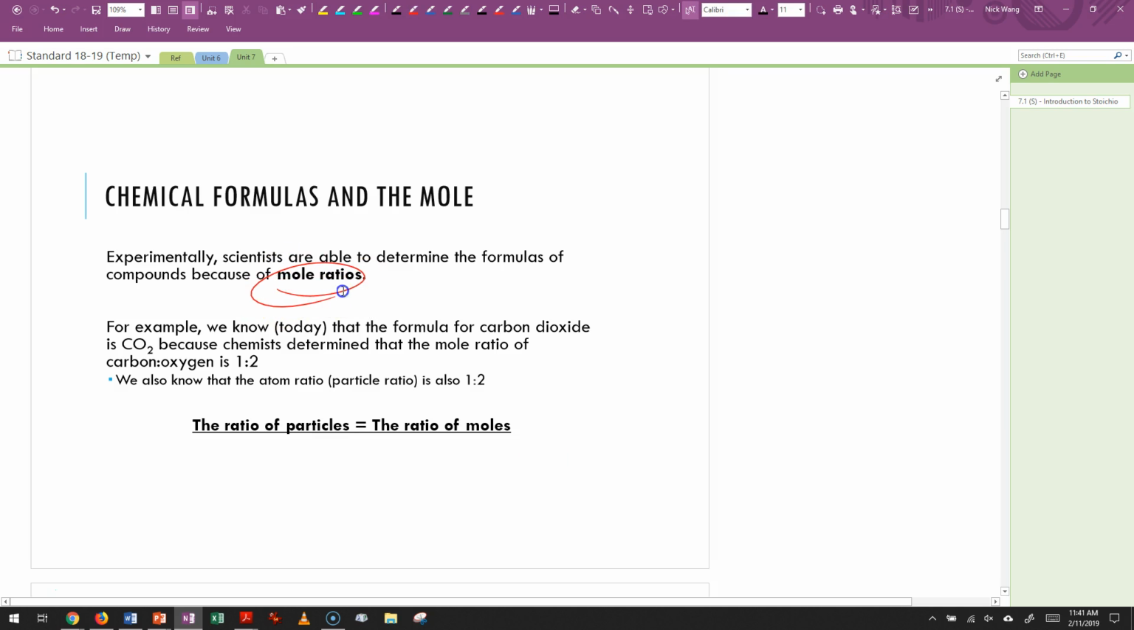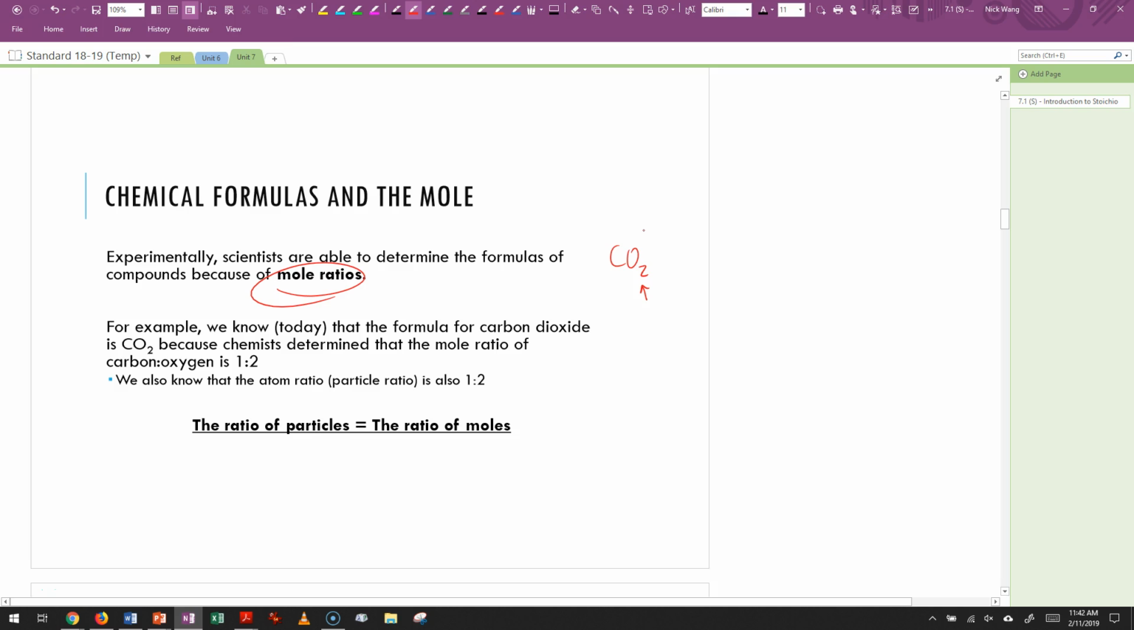Now, if you remember, there's something called empirical formula problems that we did. With those empirical formulas, where do the numbers that go next to the letters, like for example CO2, come from? Well, they come from those ratios. We know today that we get the formula for carbon dioxide because they figured out the mole ratio between carbon and oxygen was 1 to 2. So that mole ratio, if you look at a sample of CO2, the C is a 1, the oxygen is a 2, because it's a 1 to 2 ratio.